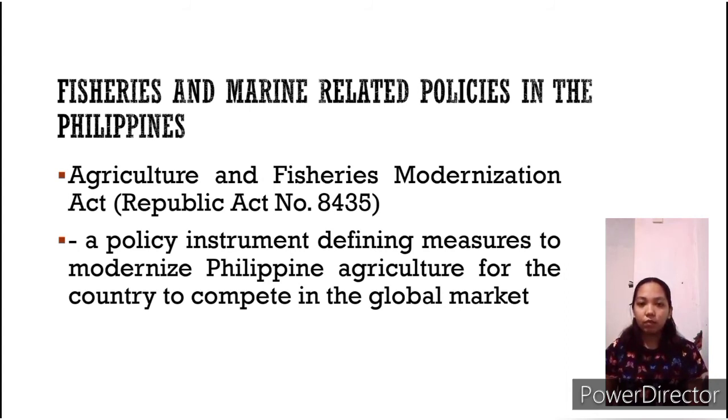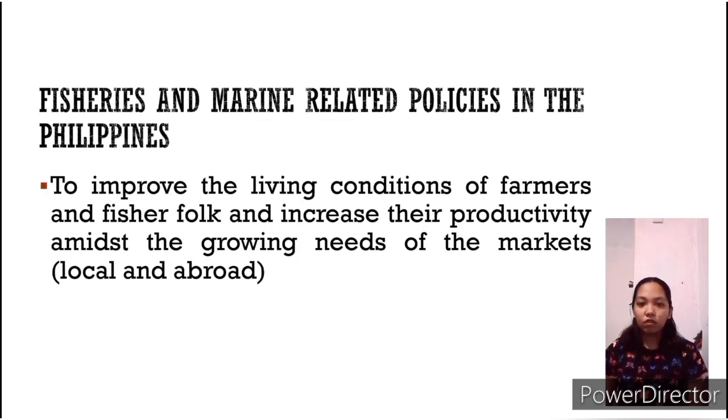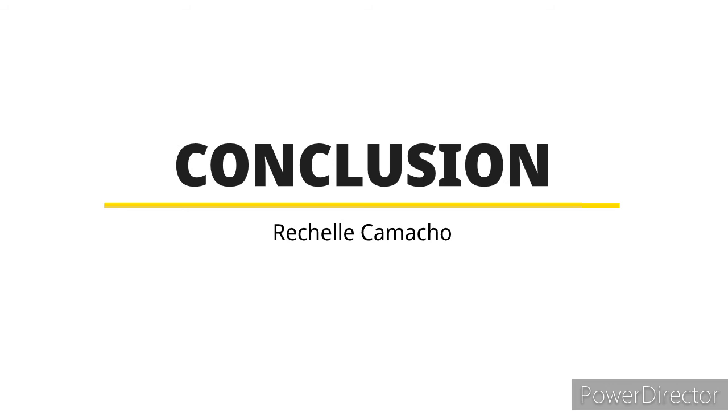The underlying principle behind this policy is to improve the living conditions of farmers and fisher folk and increase their productivity amidst the growing needs of the markets. In general, AFMA aims to transform the agriculture and fisheries sectors to technology-based, advanced, and competitive industry, ensure that the small farmers and fisher folk have equal access to assets, resources, and services, guarantee food security, and encourage farmer and fisher folk groups to band together for more bargaining power. The conclusion about the ocean resources.